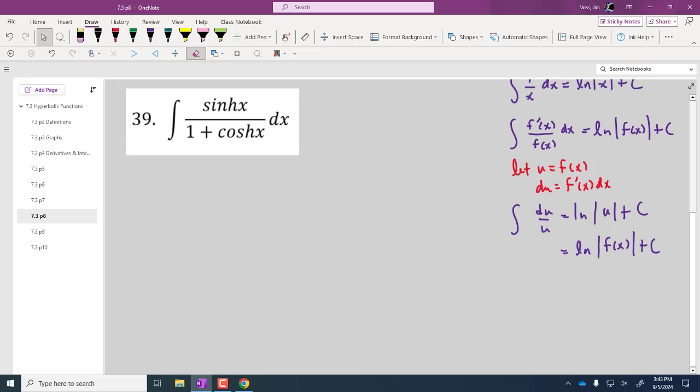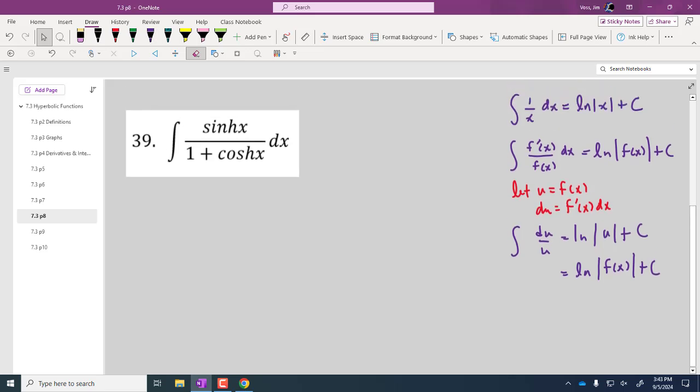So this is a form that you are going to see dozens and dozens of times throughout the semester. It is way more efficient to recognize log form than to go through that substitution every single time. So if you recognize that this is in log form, you immediately cut to the chase. It's natural log of the absolute value of the denominator.